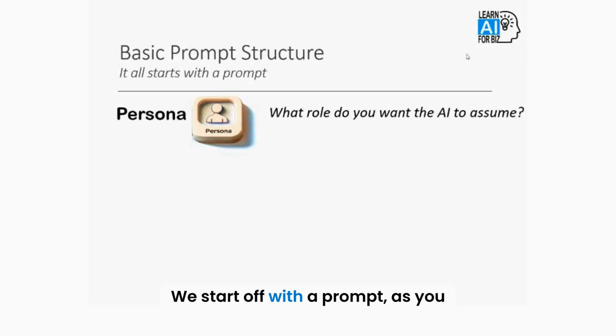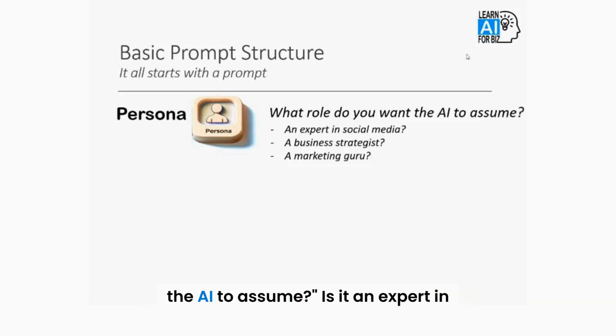We start off with a prompt, as you know, and we like to give AI a persona. The persona is, what role do you want the AI to assume? Is it an expert in social media, a business strategist, a marketing guru? And the reason we do this is because AI has a vast, vast library, and it is built to give you the response the fastest way possible. It doesn't necessarily default to deep thinking all the time. And so when you give it a persona, it forces it to go to that part of its giant knowledge base to pull out the most relevant results.